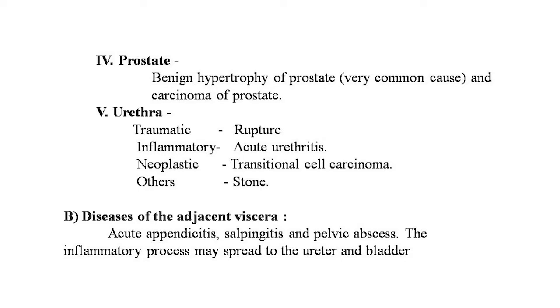Now the second cause of the haematuria, that is the disease of the adjacent viscera: acute appendicitis, salpingitis, and pelvic abscess. The inflammatory process may spread to the ureter and the bladder. Carcinoma of the rectum and the cervix uteri may infiltrate the bladder to cause the haematuria also.